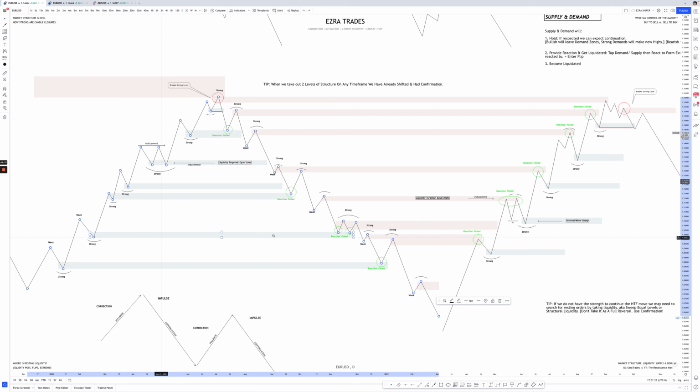Here, what do we have? This demand. Demand appears to be holding. We now have made equal lows, right? Someone is going to be buying off of these levels. The buyers push price up. They fail to make a higher high.